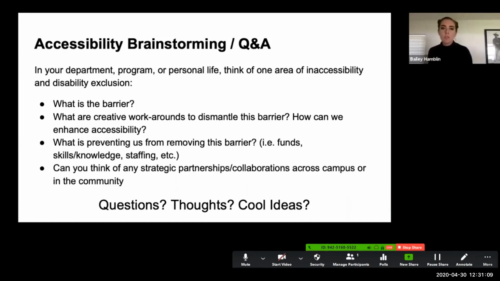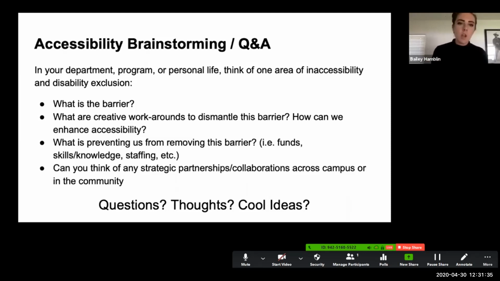And then what's preventing you from removing this barrier? So thinking back to those mindsets that we want to dismantle at the beginning, what have our quote unquote excuses been up until this point of why haven't we made this more inclusive already? And then can we think of any strategic partnerships and collaborations across campus or in our community that could help us get this done? I think inclusion and accessibility is not just one person's job.